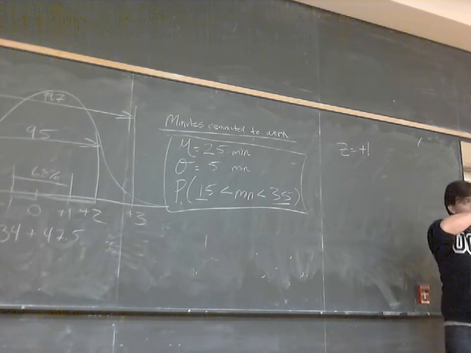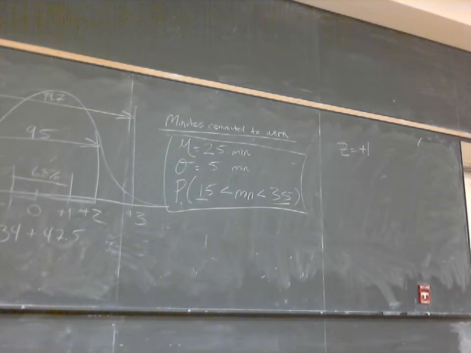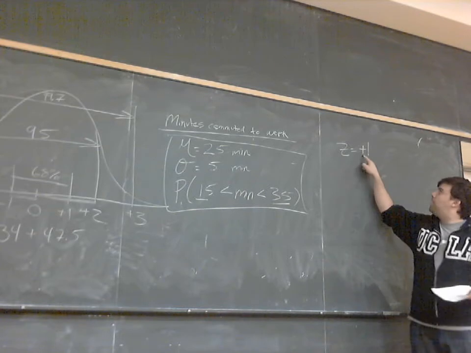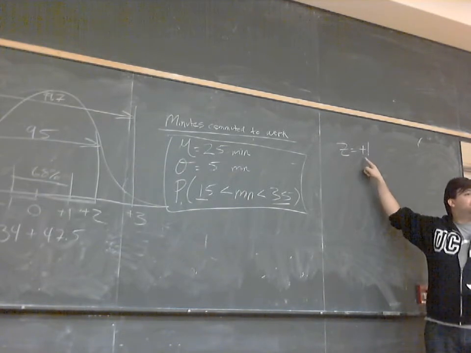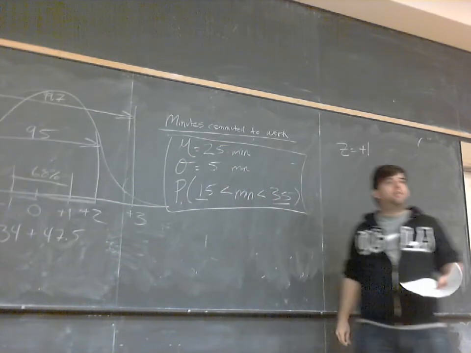34%. 34% is a percent, not minutes. I said how many minutes? 30 minutes. It would be 30. Remember, +1 means 1 standard deviation above the mean. 25. One of these above this, 25 plus 5 is 30.